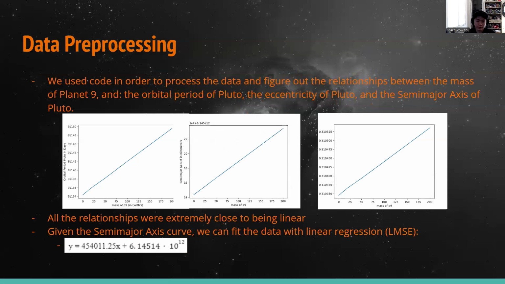So we got the data, and to process it, we ran it through another code, and we went through every single line to find out some information about the orbit. We got the orbital period of Pluto, the eccentricity of Pluto, and the semi-major axis of Pluto.